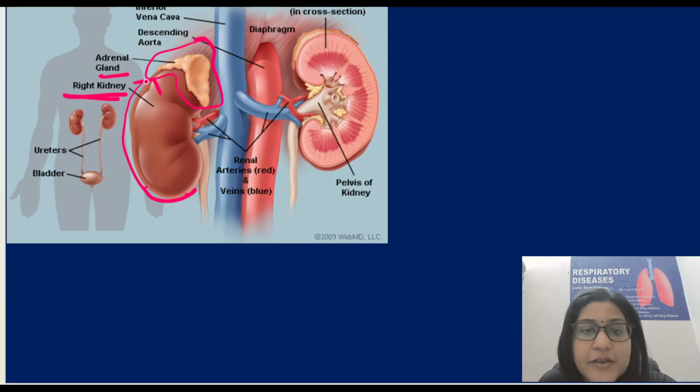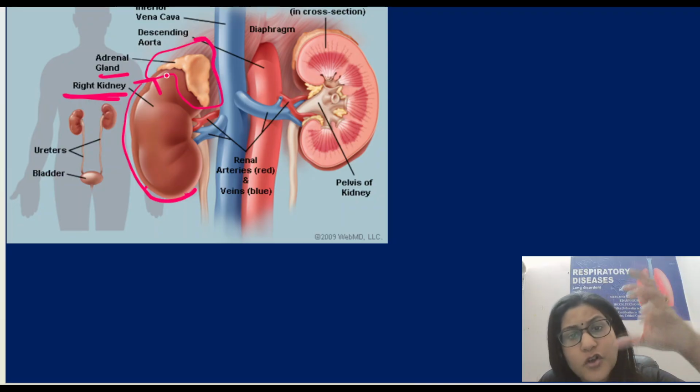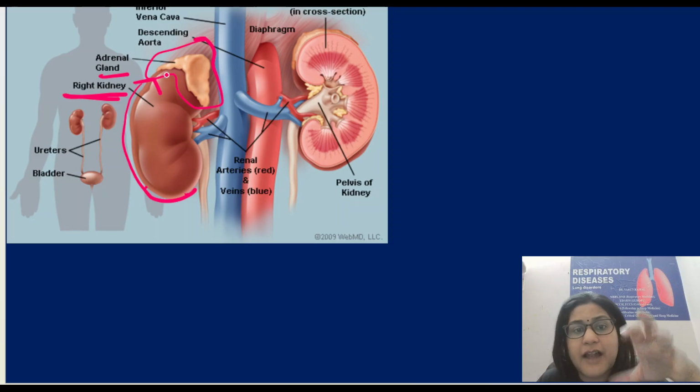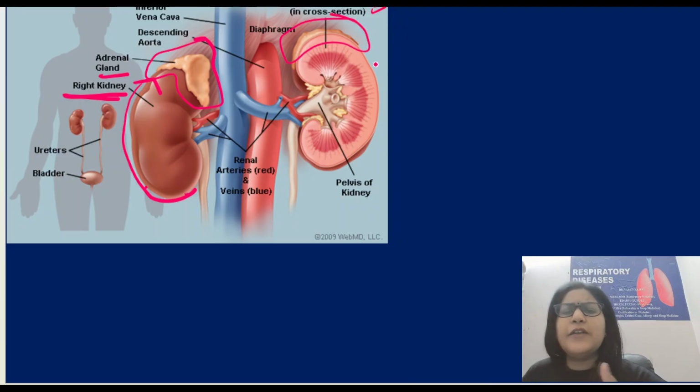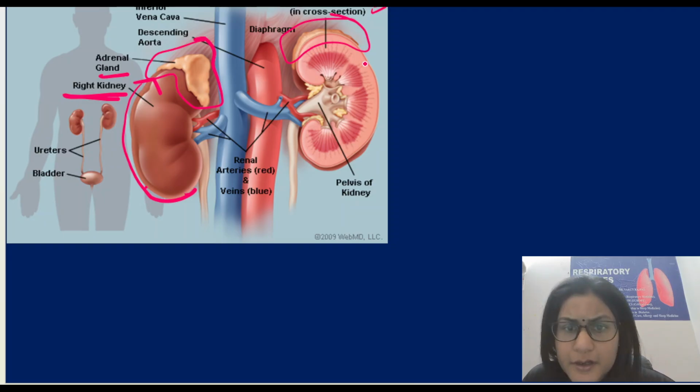So how do you remember that? The right kidney is slightly lower. Why slightly lower? Because it has a heavy mountain on its head. The right adrenal gland is pyramidal in shape, and because of this heavy pyramidal adrenal gland, the right kidney has moved down. Whereas the left adrenal gland is crescent or moon shaped, a tiny little thing lying there. So the left kidney is slightly higher.